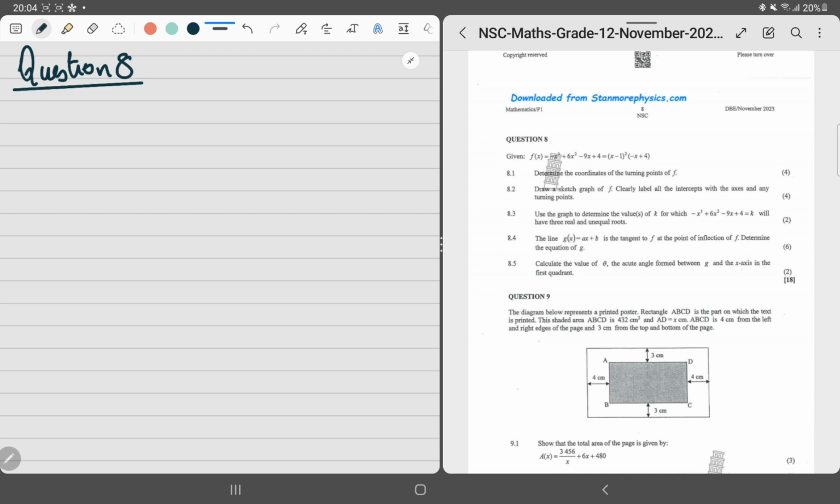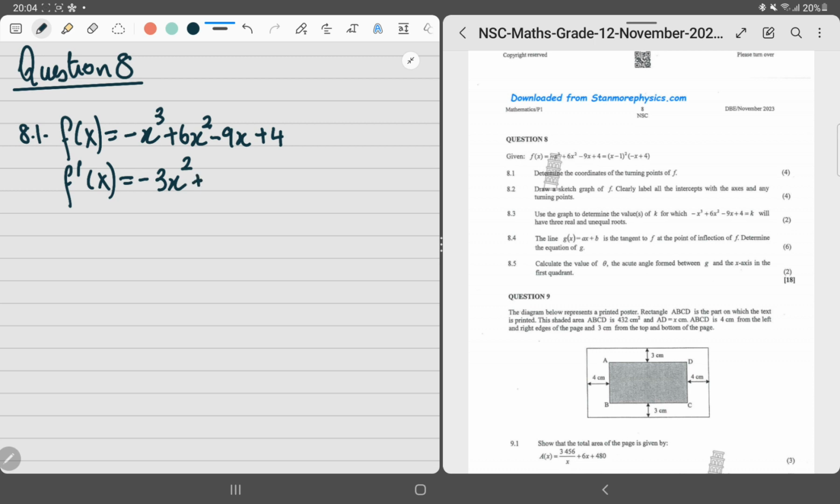Given f of x is equal to that, 8.1, determine the coordinates of the turning points of f. So f of x is equal to... In order to find the coordinates of the turning point, we need to find the derivative of f of x. The gradient at the turning point is equal to 0.